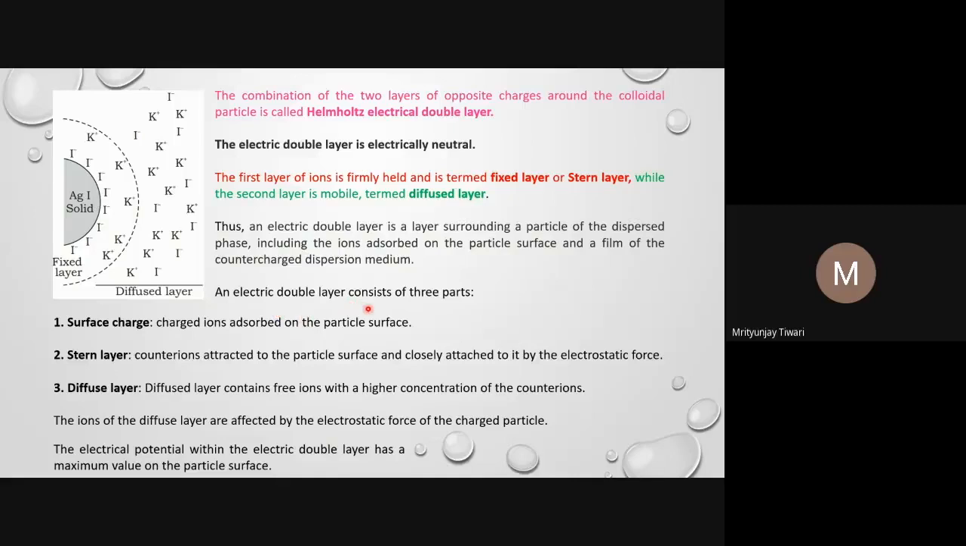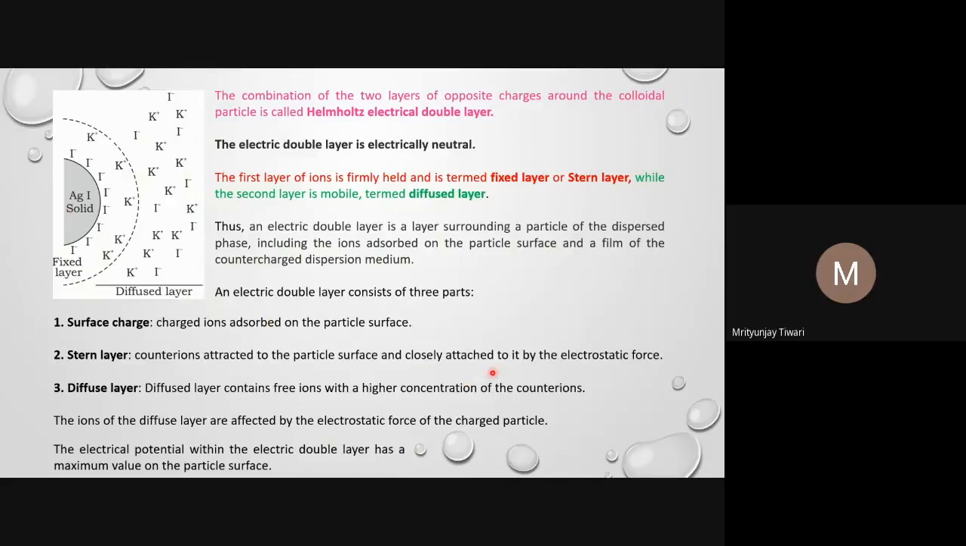The electric double layer consists of three parts. One is the surface charge, the charged ions adsorbed on the particle surface. Another is the external layer, which is the counter ions attached to the particle surface and closely attached to it by electrostatic force. So this external layer contains counter ions to the charge on the colloidal surface, and these ions are very strongly associated with the surface of the colloidal particles due to a strong electrostatic interaction.